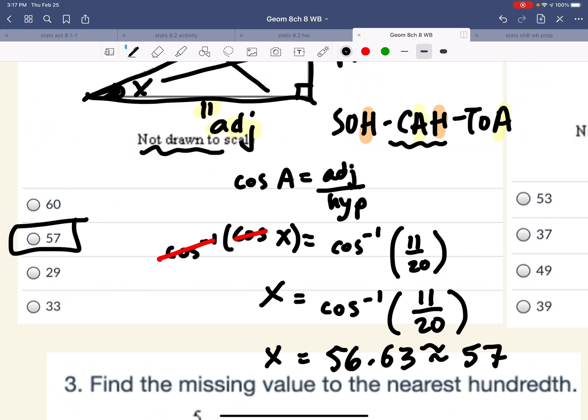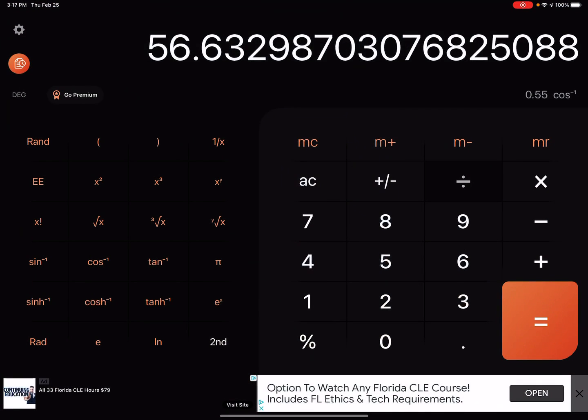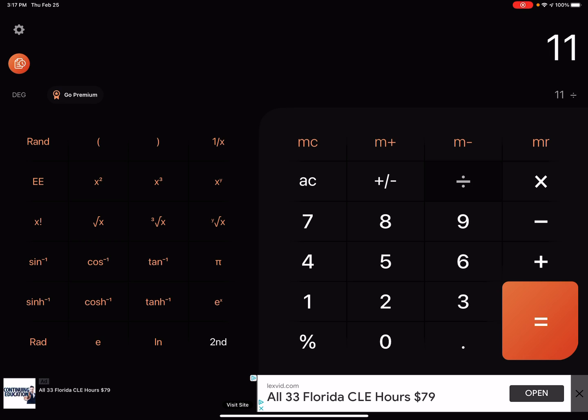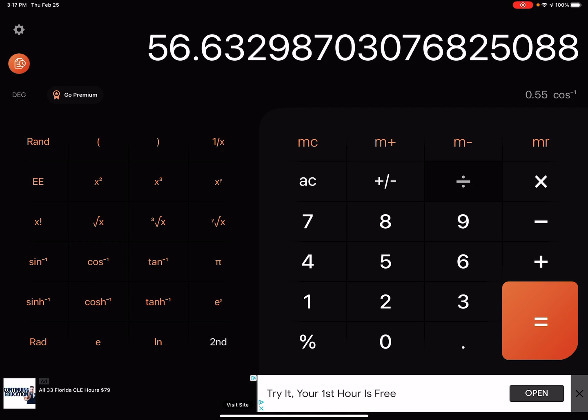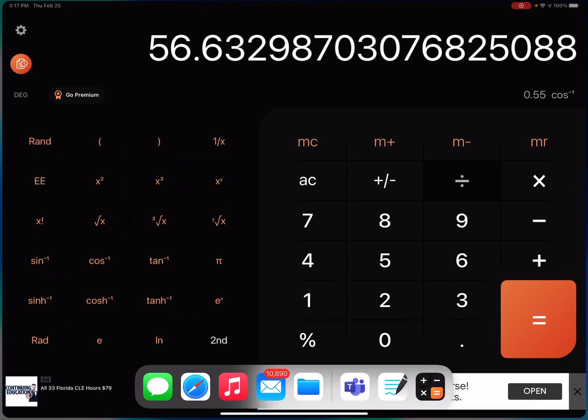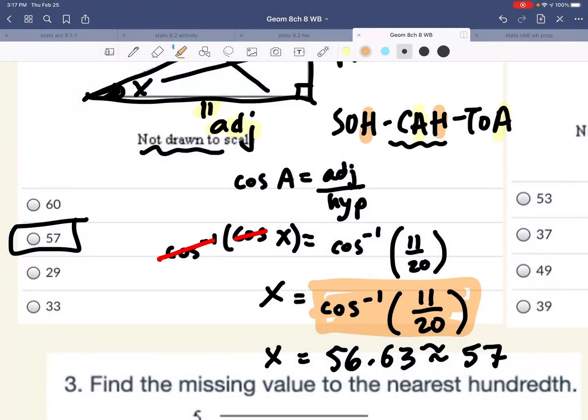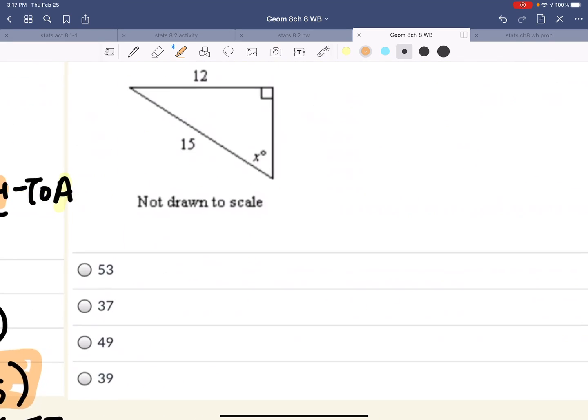Again, how do I take the inverse cosine of 11 over 20? Well, I have to know what 11 over 20 is, so I'll do that part first. Clear it out. What's 11 over 20? I get 0.55. And then what is the inverse cosine? Notice I want to pick this button that says cosine -1, 56.63. Nice. All right, next question.